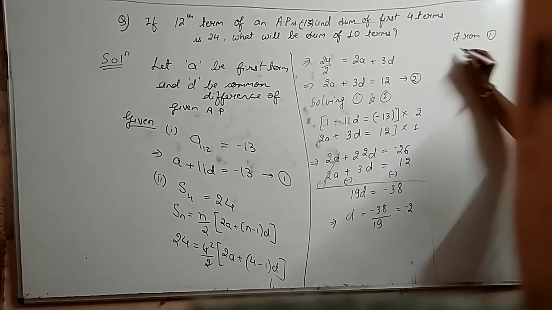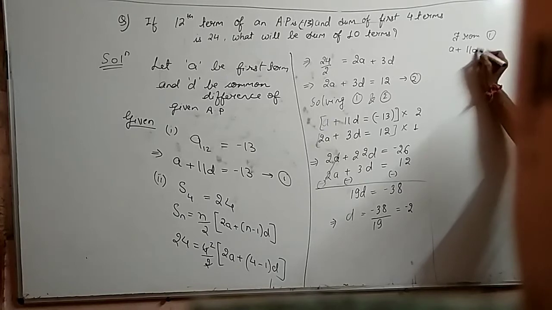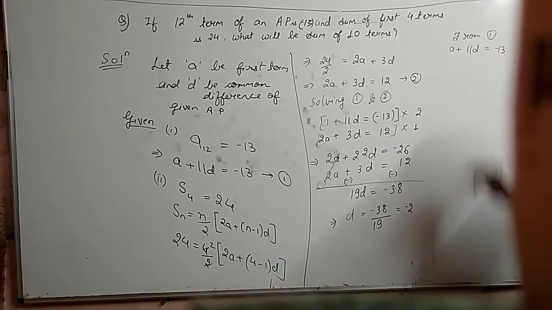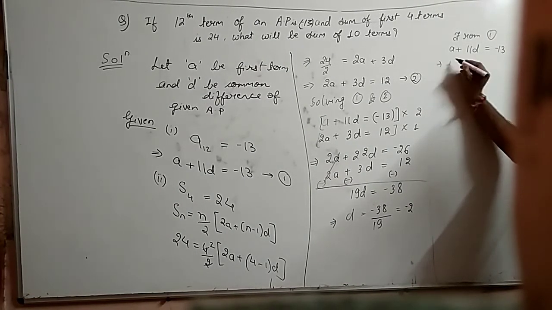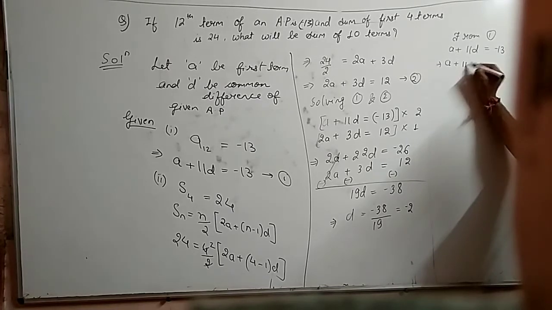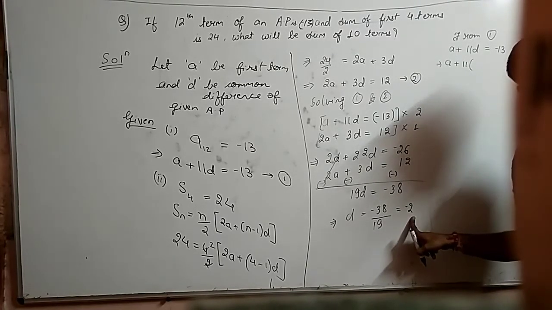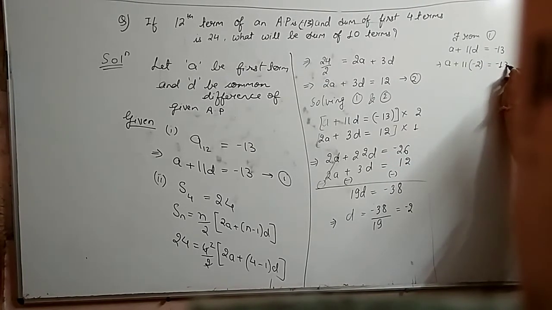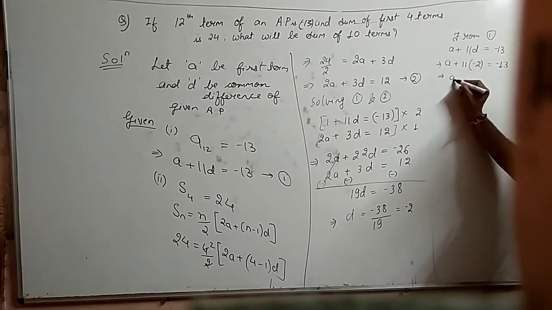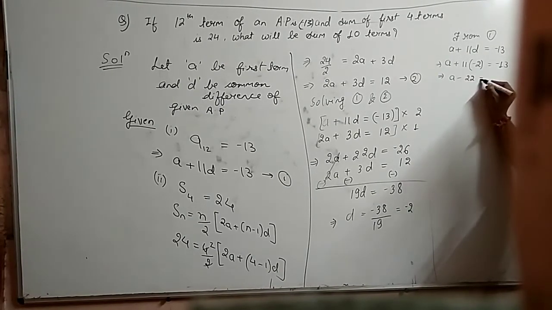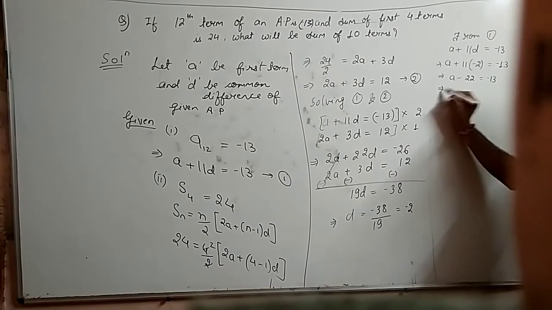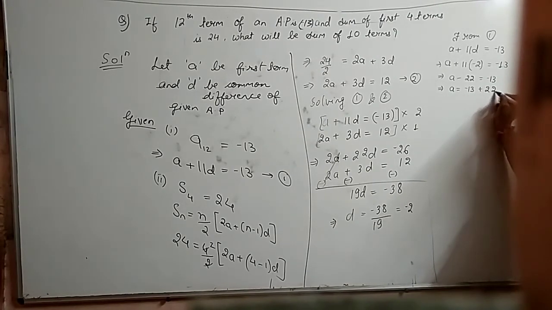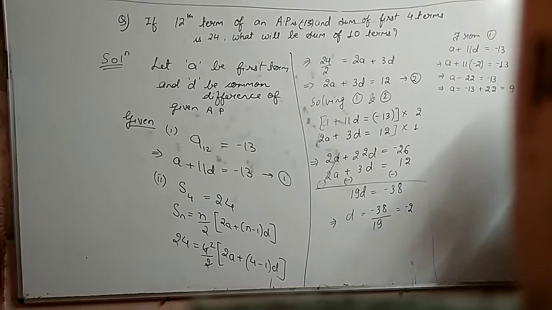The first equation we have is a plus 11d is equal to minus 13. Okay, I don't have the value of a. Now put the value of d. D is minus 2. So instead of d, write minus 2, and it is minus 13. What I will get? A minus 22 is minus 13. So I can get the value of a from this. It's minus 13 plus 22, which is 9.